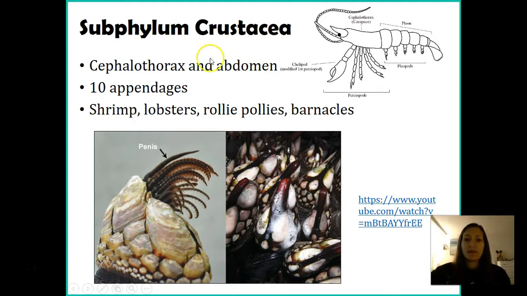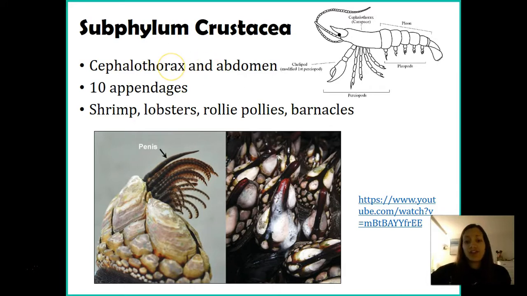They have one segment called the abdomen. This is very similar to what we saw in our Hexapoda. The abdomen is where you're going to find a majority of the organs. But what's different about crustaceans is they have a structure called a cephalothorax. Cephalo means head, and we know what the thorax is. So the cephalothorax is essentially one segment that includes both the head and the thorax.